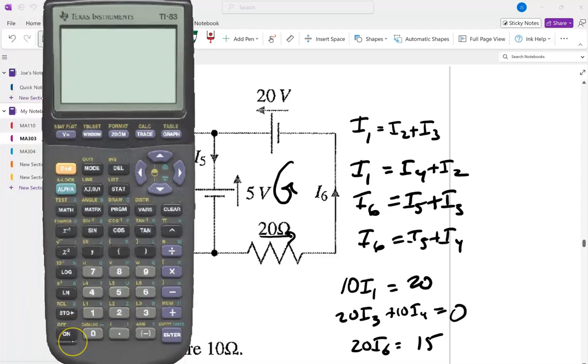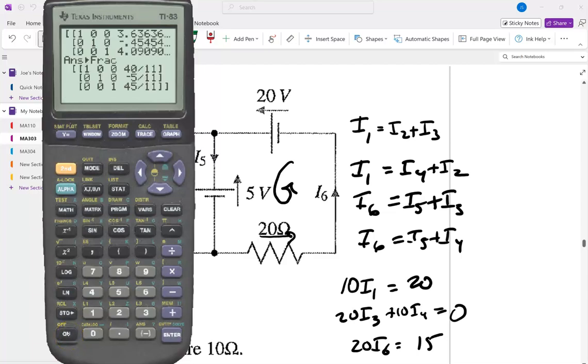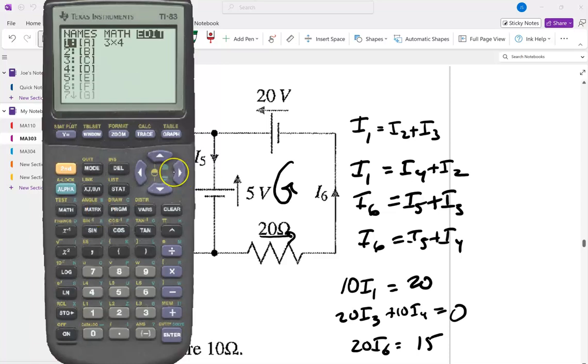Once again, the calculator turned itself off. I don't know why I have to hit it 20 times. There it goes. All right. So in this case, we've got 7 equations that we've written. We have 6 unknowns plus the constant. So we'll have a 7 by 7 matrix here.